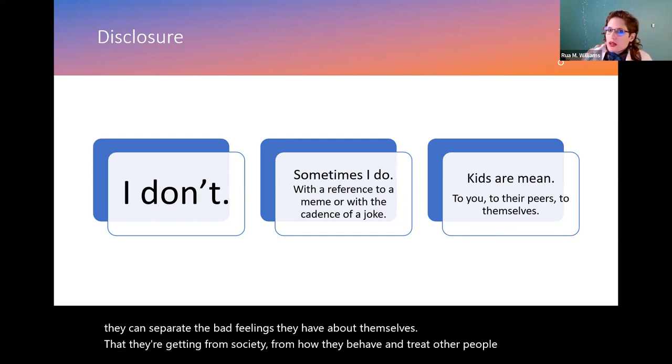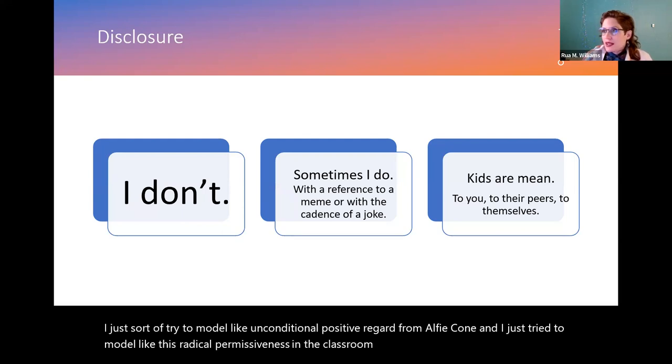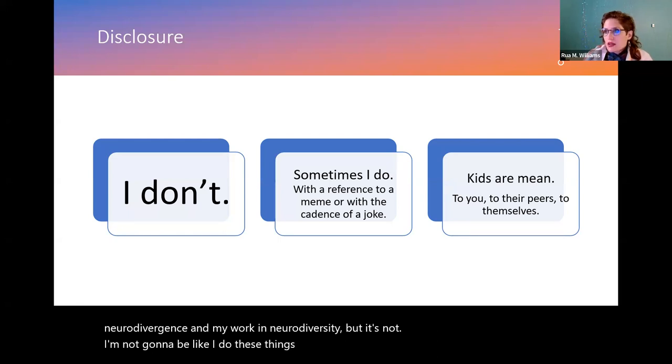So I just try to model unconditional positive regard from Alfie Kohn. And I try to model this radical permissiveness in the classroom. It's informed by my neurodivergence and my work in neurodiversity, but I'm not going to say, I do these things because I have the TISM. Because some of the kids are mean. So I don't do that.